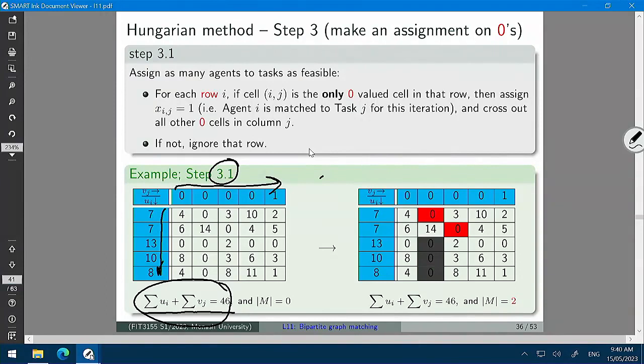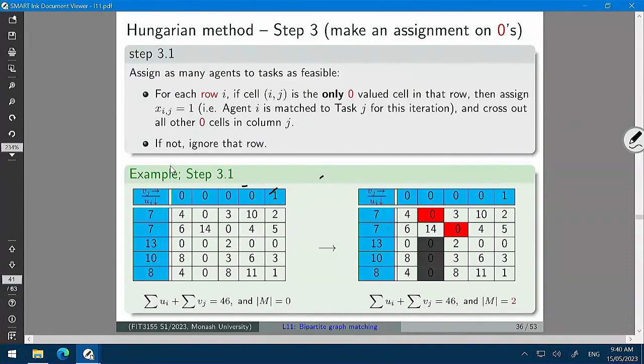What's the size of your matching? You have not yet matched anything. The size of the matching is 0. So when you started this algorithm with some feasible values, your objective function Z is worth 46, and the number of edges in the matching is 0. So what is step 3.1 asking you to do? It's saying that in any row, if there is an unambiguous 0, go and assign it.